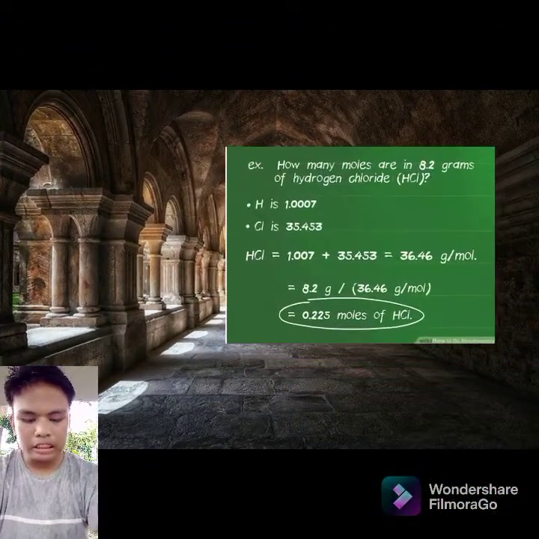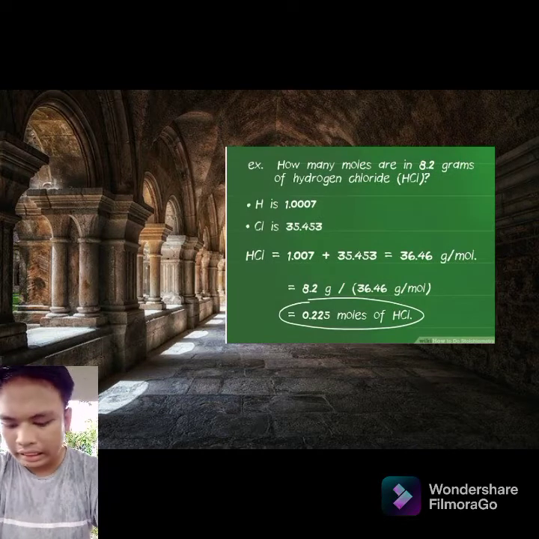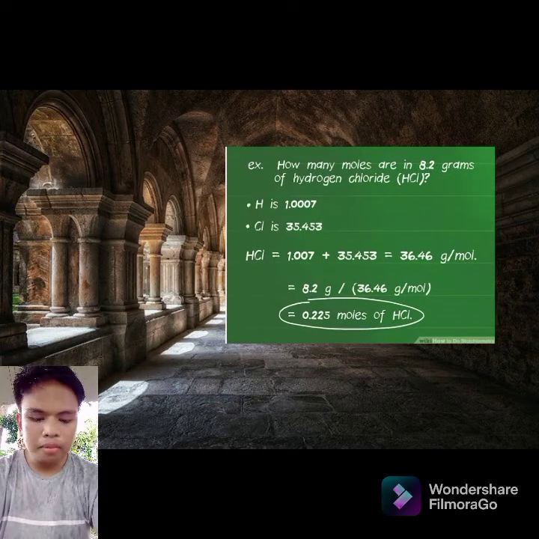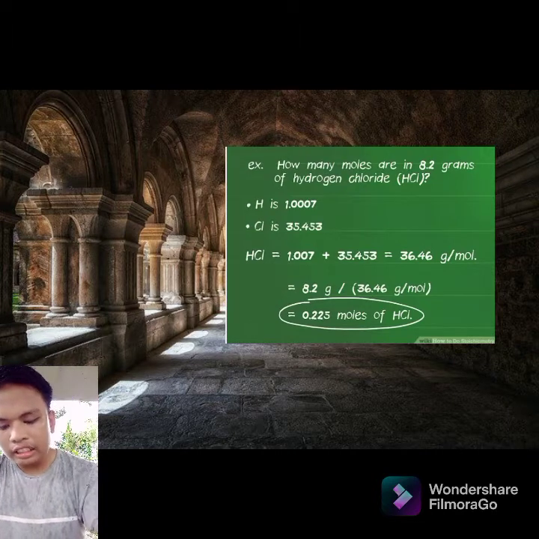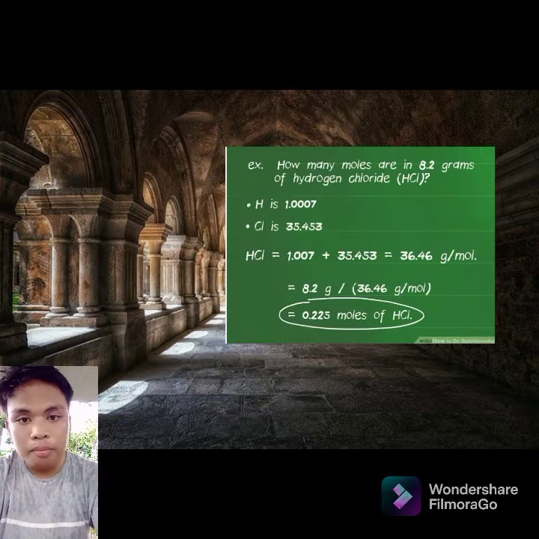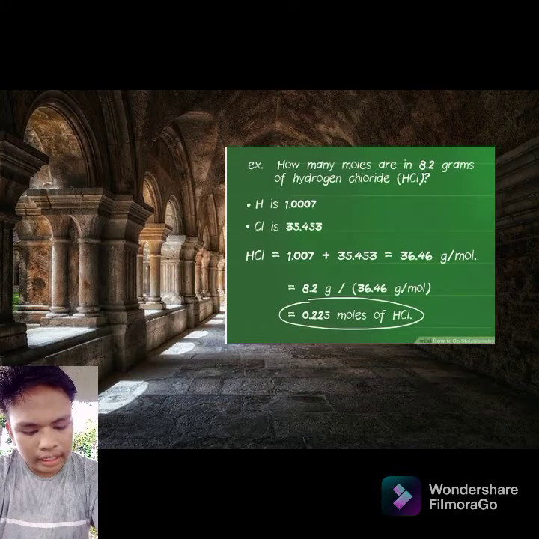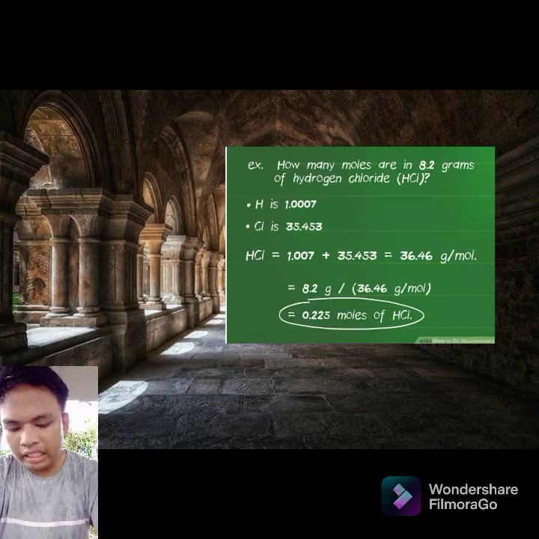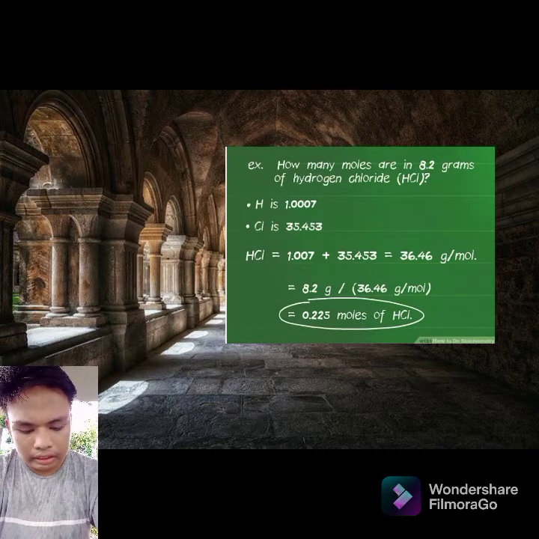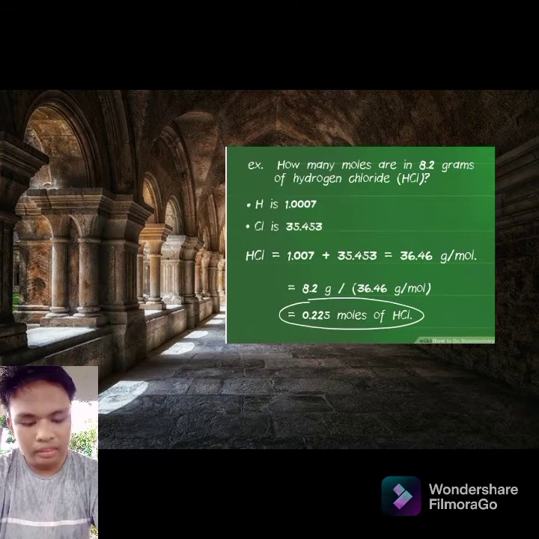Convert gram of substance to moles using molar mass. For example, how many moles are in 8.2 grams of hydrogen chloride? The atomic mass of hydrogen is 1.007 and chlorine is 35.453, making the molar mass of the compound 1.007 plus 35.453 equals 36.46 gram per mole.